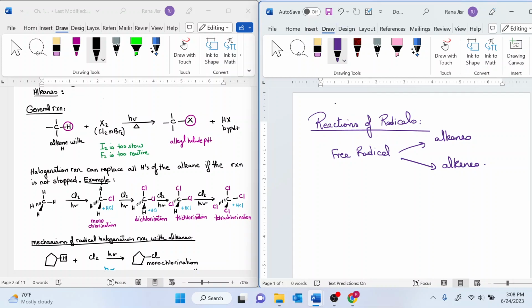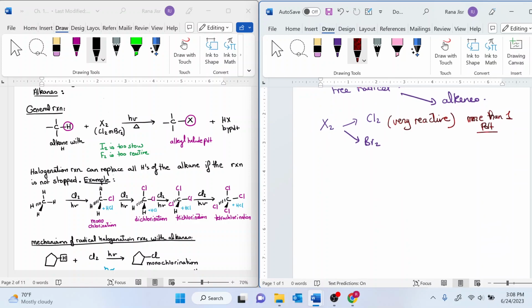We said that there are 2 types of halogens that we can use, and the halogens can be either chlorine or bromine. Now, chlorine is very reactive. So with the chlorine, you're going to end up getting more than one product. Chlorine will proceed by reacting with every different hydrogen. Let's go ahead and consider an example.